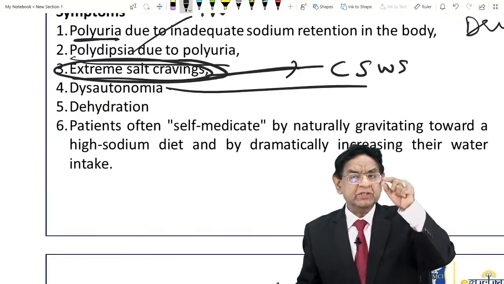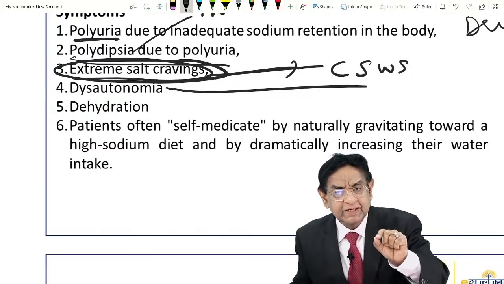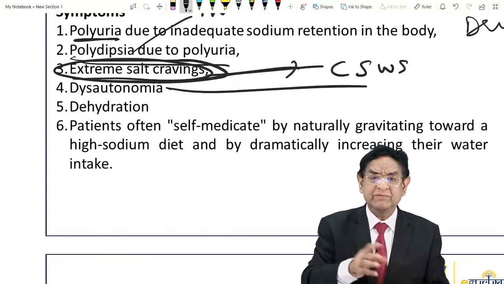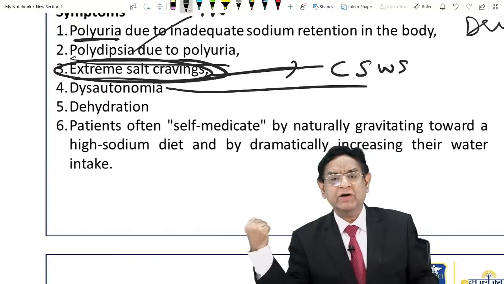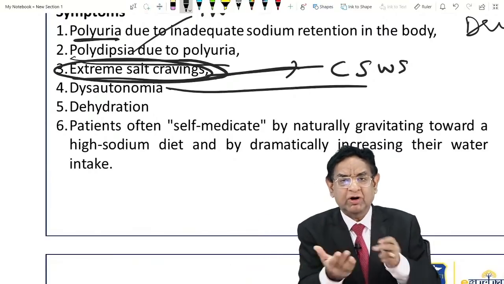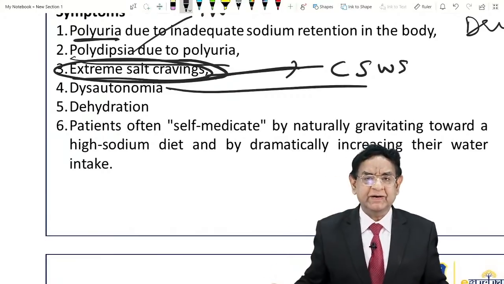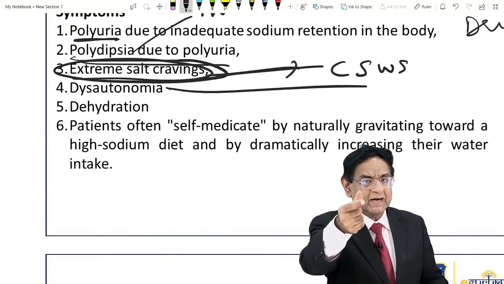He is losing salt and water, so he will always like to take salt. Maybe he may be taking salt directly. If you see somebody taking salt directly, keeping it like this, and then taking water, from a distance you can diagnose.